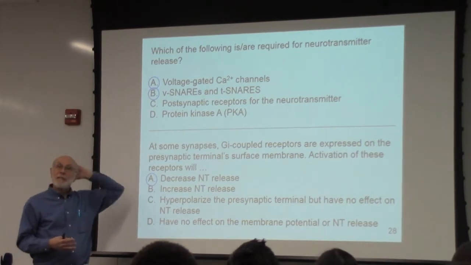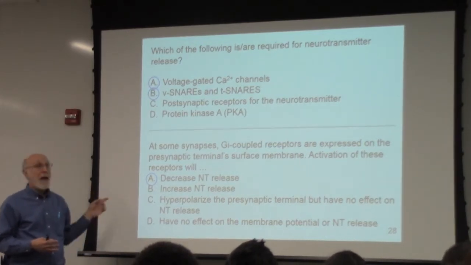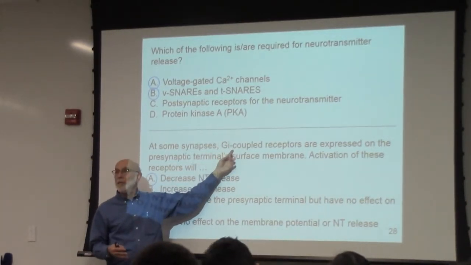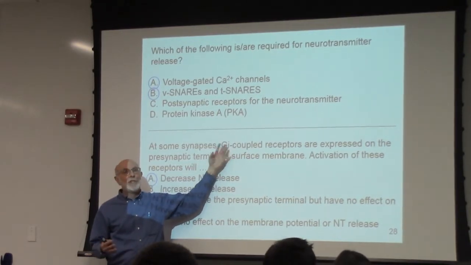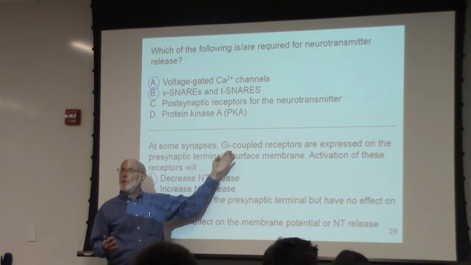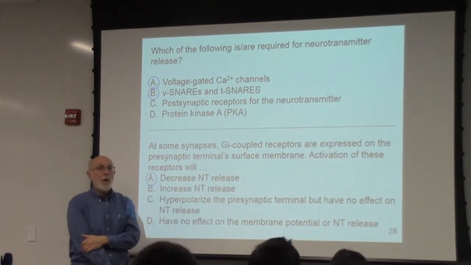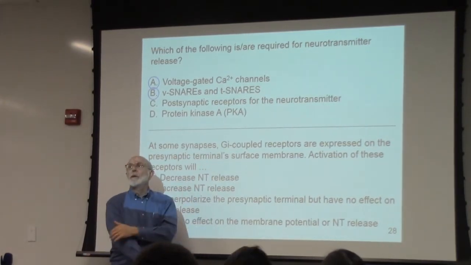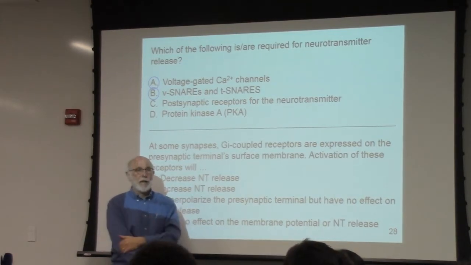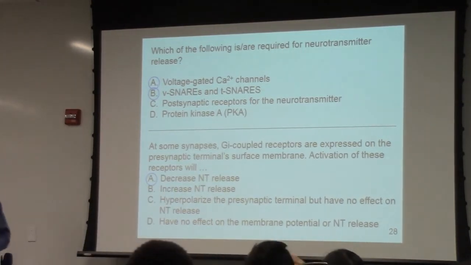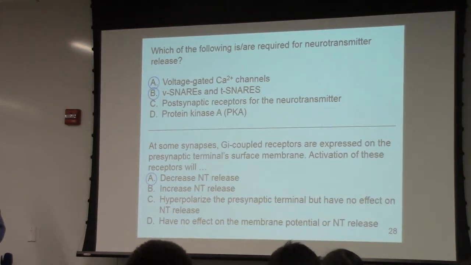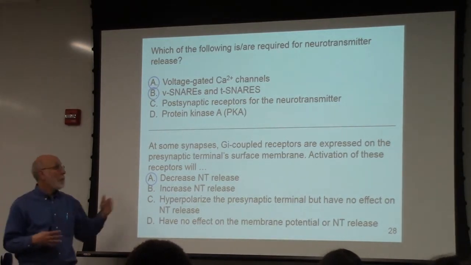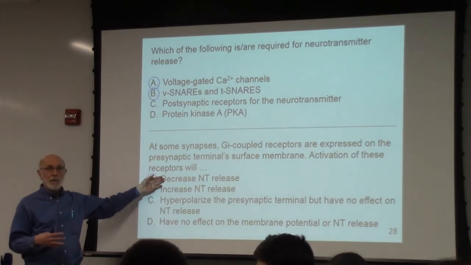So at some synapses, GABA A receptors... this Gi-coupled inhibitory receptor is the GABA B receptor. This is just code for GABA B receptors. GABA A receptors, which you know are chloride channels. What would be the answer if I said at some synapses, GABA A receptors, ionotropic chloride-permeable channels, are expressed on the presynaptic terminal? What would the answer then be? The same, because it would cause a hyperpolarization of the presynaptic terminal.